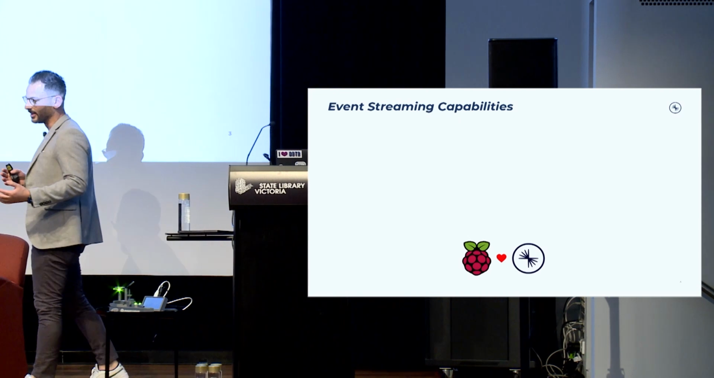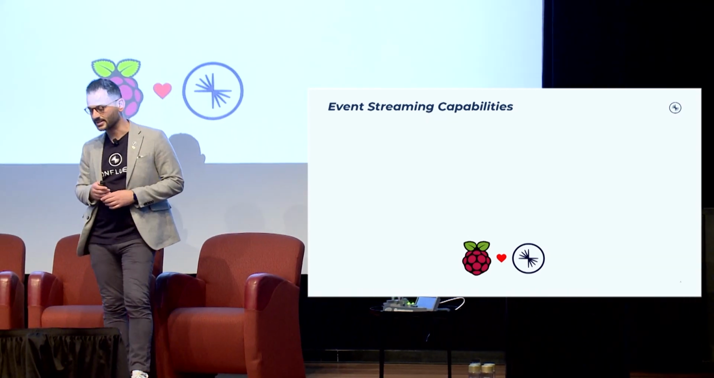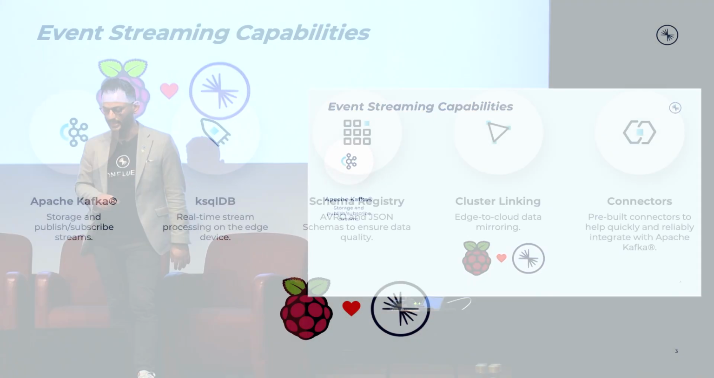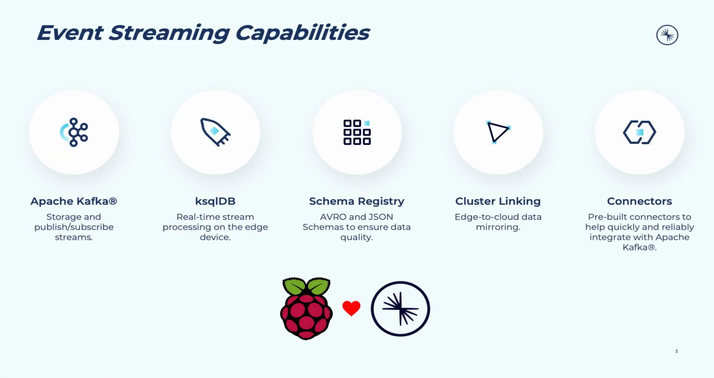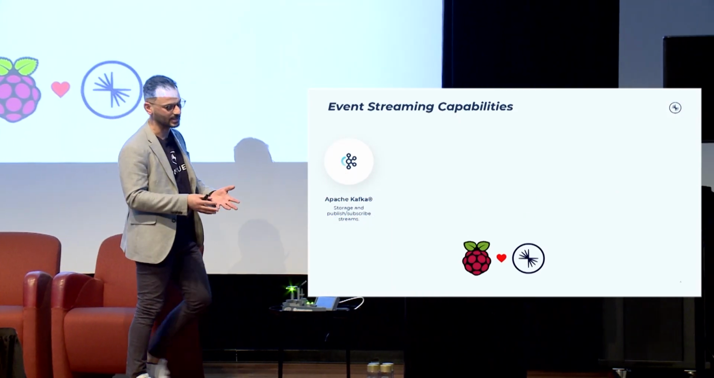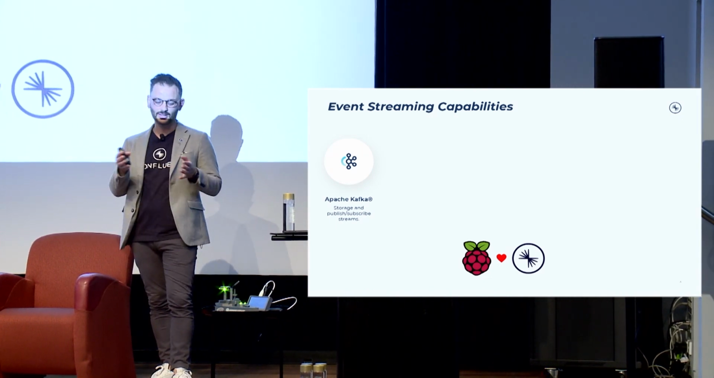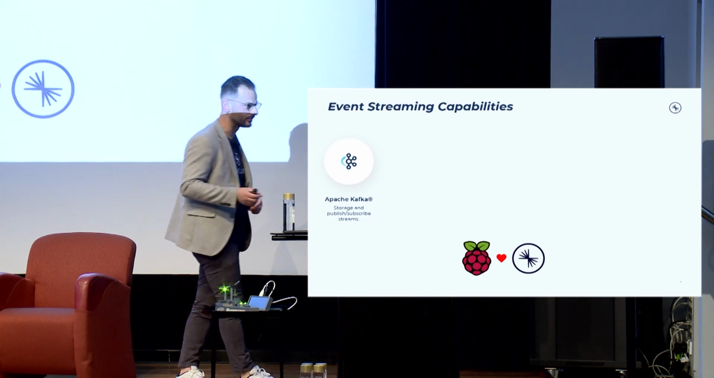Raspberry Pi and Confluent is just a match made in heaven. And of course, there are some key event streaming capabilities here that we can use, starting off with Apache Kafka. Now, Apache Kafka is a storage layer used to support publishing and subscription of data streams. And it's not just about moving events around through a queue. Kafka is actually a storage layer. So you can think of Apache Kafka in this scenario as a flight recorder for the IoT data that's being generated on the actual device itself.